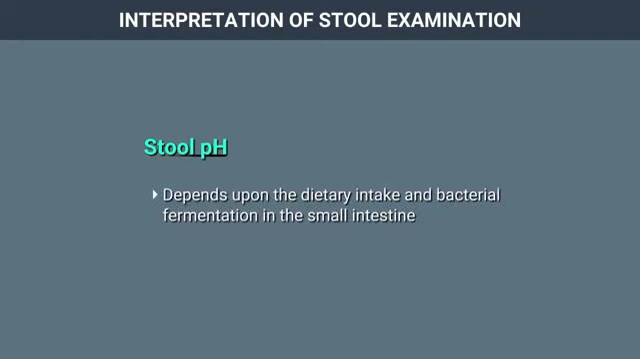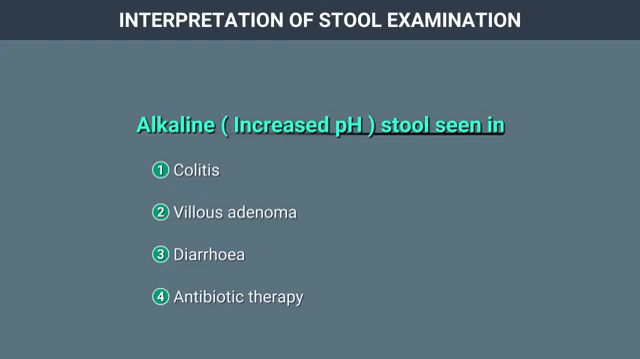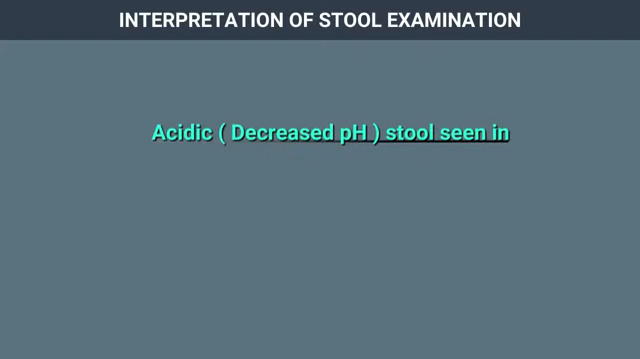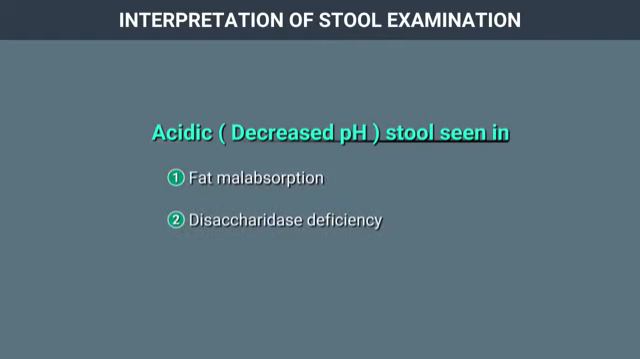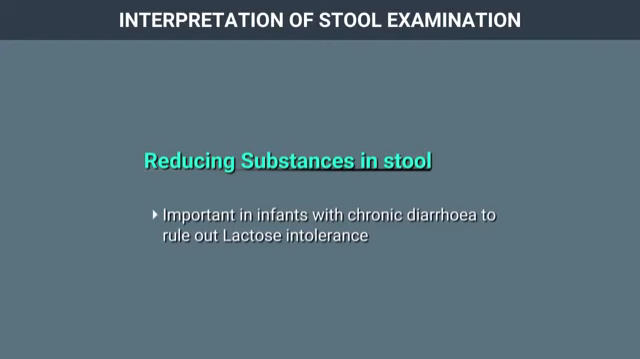Stool pH depends upon the dietary intake and bacterial fermentation in the small intestine. Alkaline stools can be seen in cases of colitis, villous adenoma, diarrhea, and antibiotic therapy. Acidic stools may be seen in cases of fat malabsorption, disaccharide deficiency, and carbohydrate malabsorption. Reducing substances in stool are important in infants with chronic diarrhea to rule out lactose intolerance.